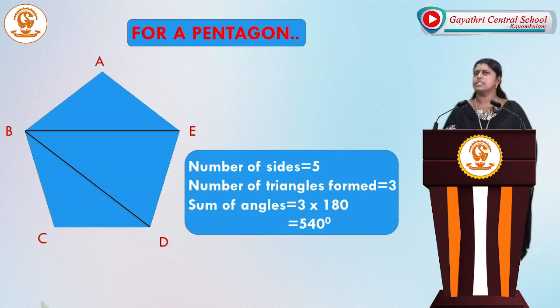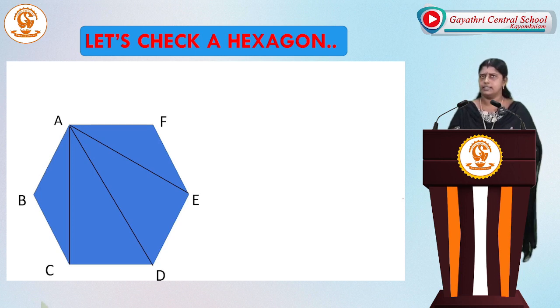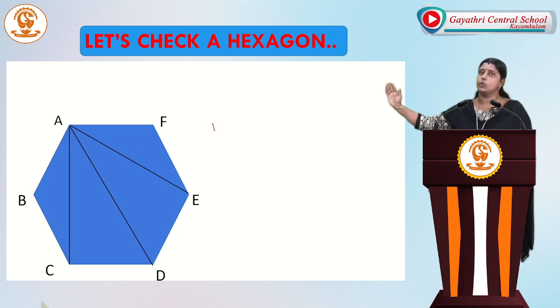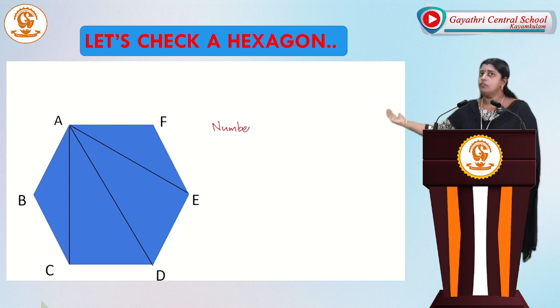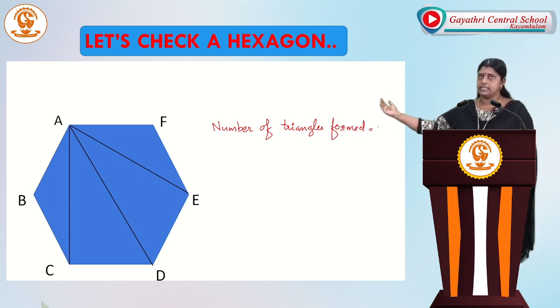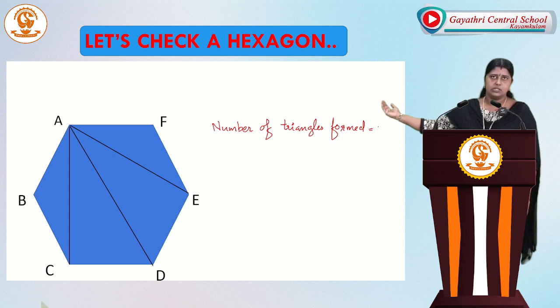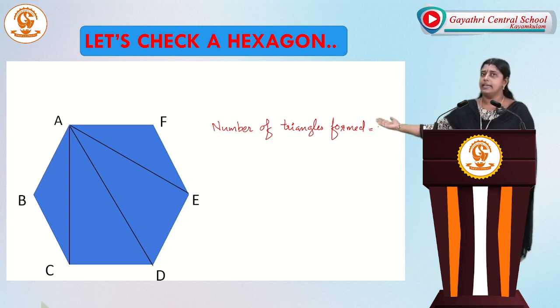The next polygon, which one is it? Yes, it is a hexagon. Here also we are drawing diagonals from any one vertex. Here we are choosing vertex A, drawing diagonals from vertex A to its non-adjacent vertices. So we will get the diagonals AE, AD and AC. These are the 3 diagonals here. So we can divide this hexagon into how many triangles? 4 triangles: 1, 2, 3, 4. There are 4 triangles formed.